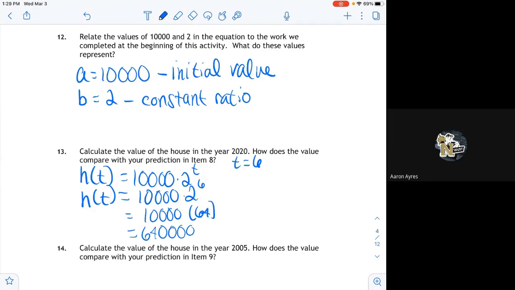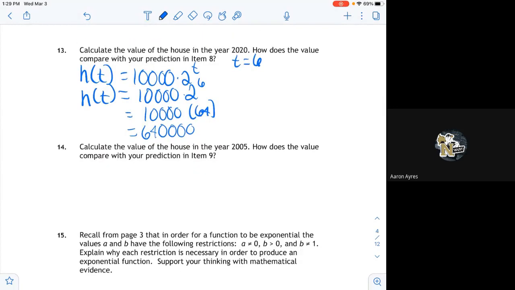Now, work together in your groups and complete problem 14. I want you guys to figure out the exact value of the house in 2005. If you're having trouble, I would start figuring out what T is first. What is T? Well, that's something you can discuss with your group mates. At this point, anything is on the table. Anything is possible.